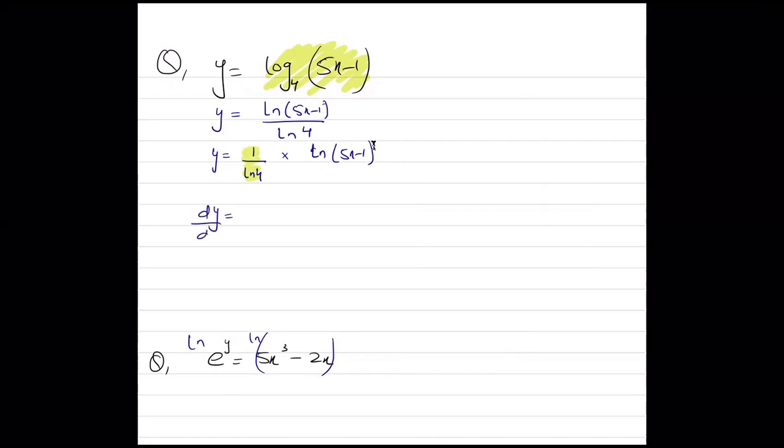So the derivative is going to be 1 over ln 4 as it is, times the differentiation of ln 5x minus 1, which is just going to be 1 upon 5x minus 1 times 5. This gives you 5 upon ln 4 times 5x minus 1.